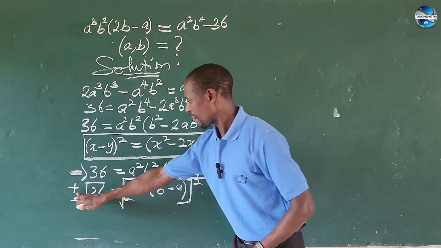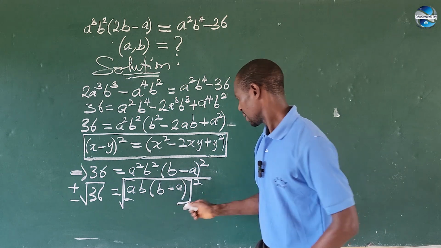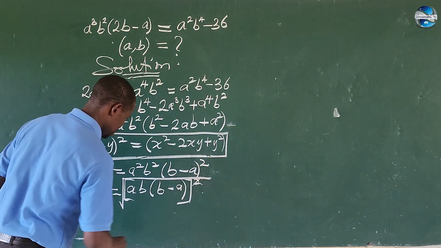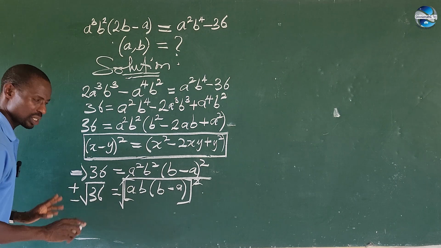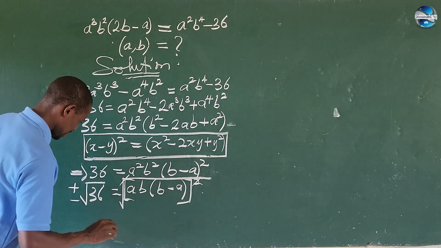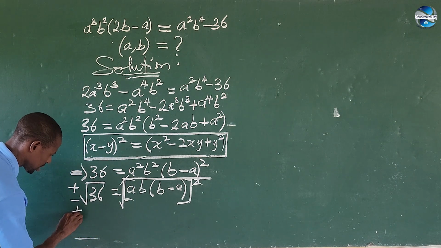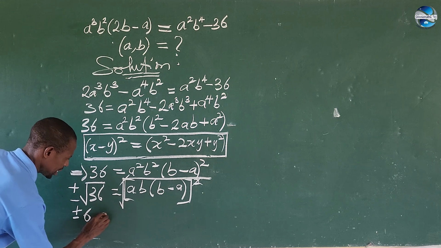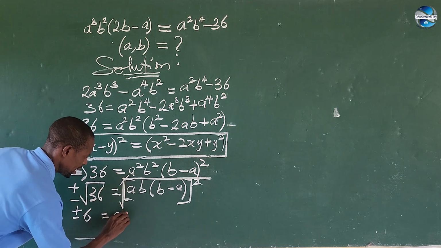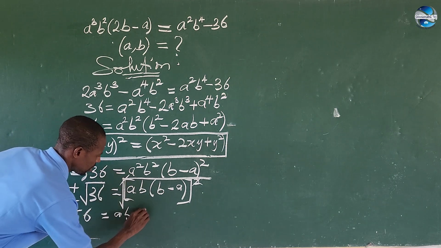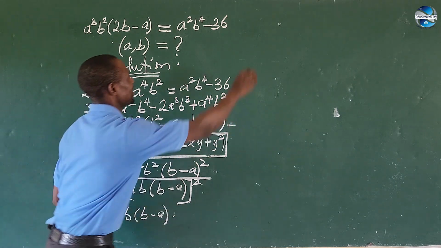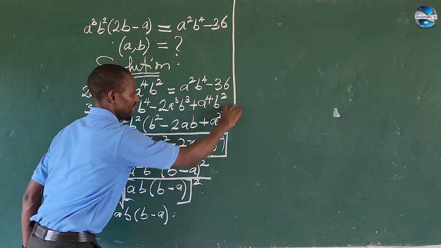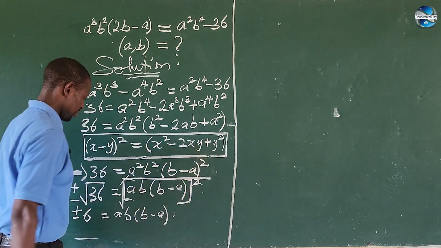All right. So with our plus, minus, what happened? This cancels out this. Then this will give us plus or minus 6. So we have plus or minus 6 is equal to a b into (b minus a) close bracket. So let's continue on this side and see what this gives us.